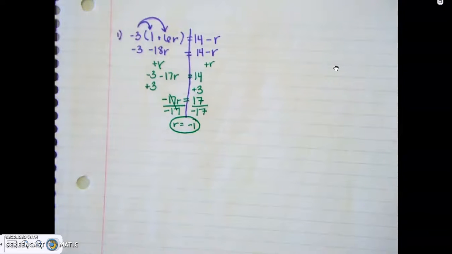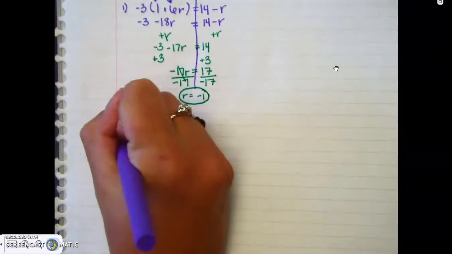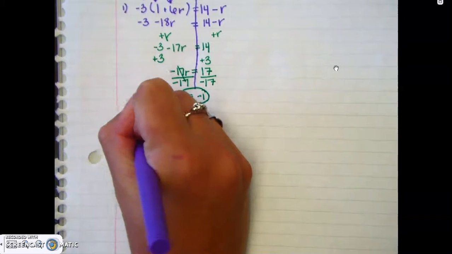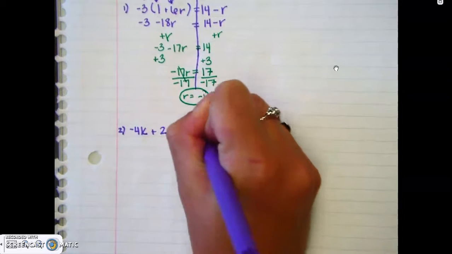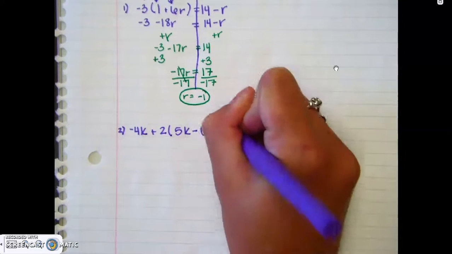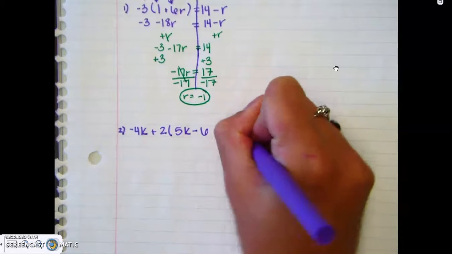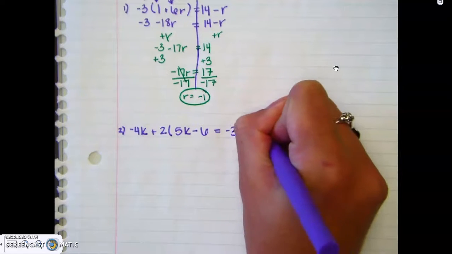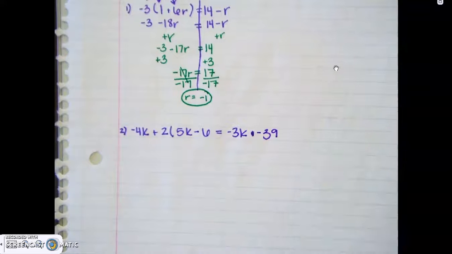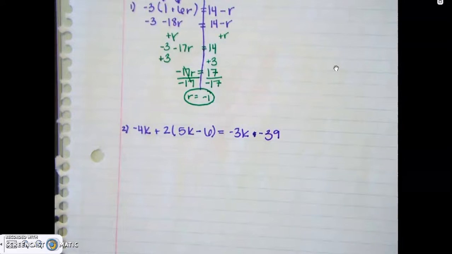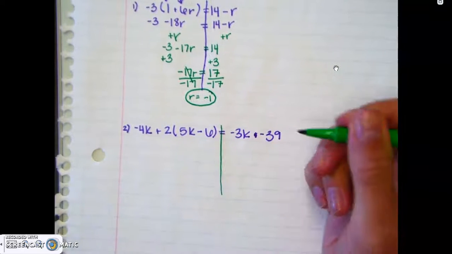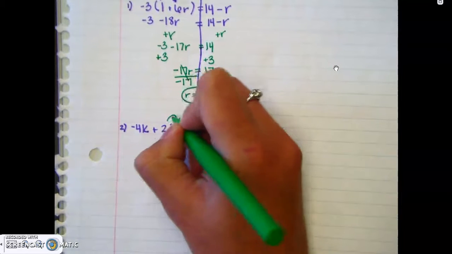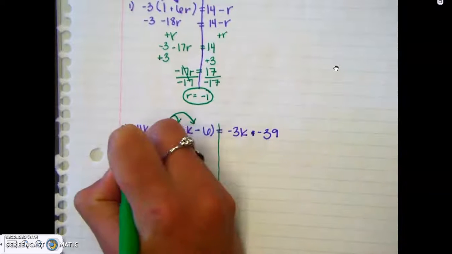The next one I want to show you looks like this. Oops, this should be a -39. Okay, if you ever see parentheses, that's usually the first thing I work with. So I'll just distribute here: 2 times 5, and then 2 times -6. I don't do anything with that 4k because I'm not distributing anything there.